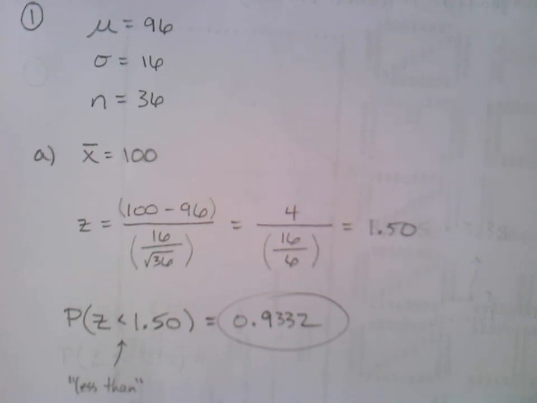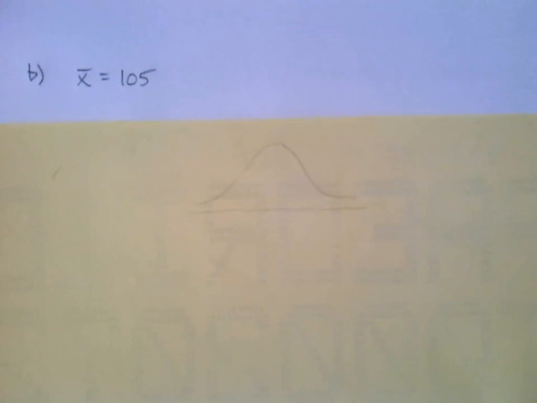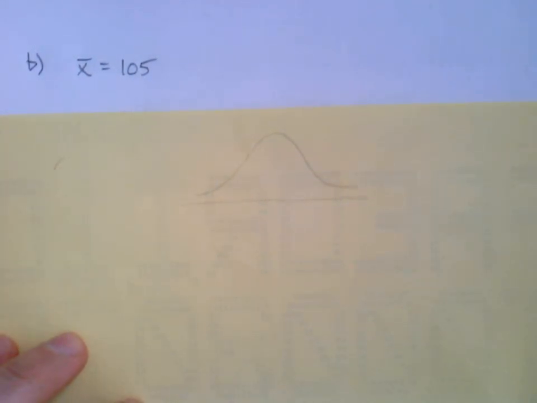Okay, let's move on to part B. I've got that on the next page here. So part B, it's really just a different value of x bar, but I do that for a reason. And that's kind of this thinking and starting to wrap our head around what the central limit theorem does probability-wise.